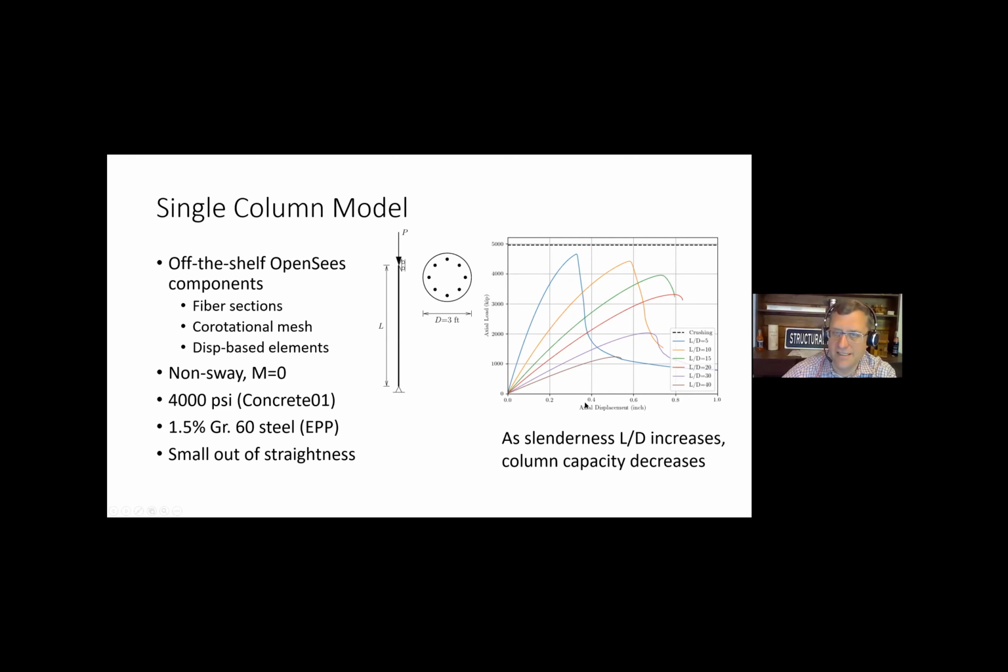The dashed line here is the f'c Ag crushing load, and as the column gets more slender, we get down to lower axial load capacities. This is for non-sway. I gave it a small out-of-straightness to trigger the buckling, but we're getting reasonable results, and that gives us a good starting point for the task of looking at individual column models.